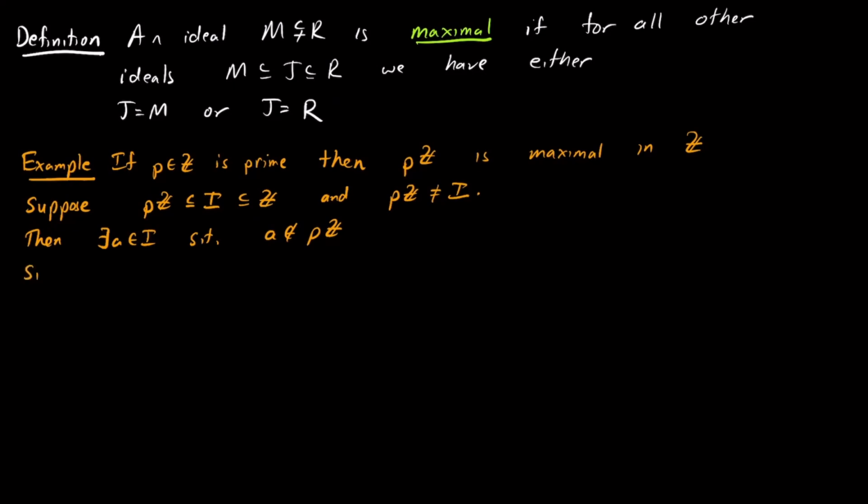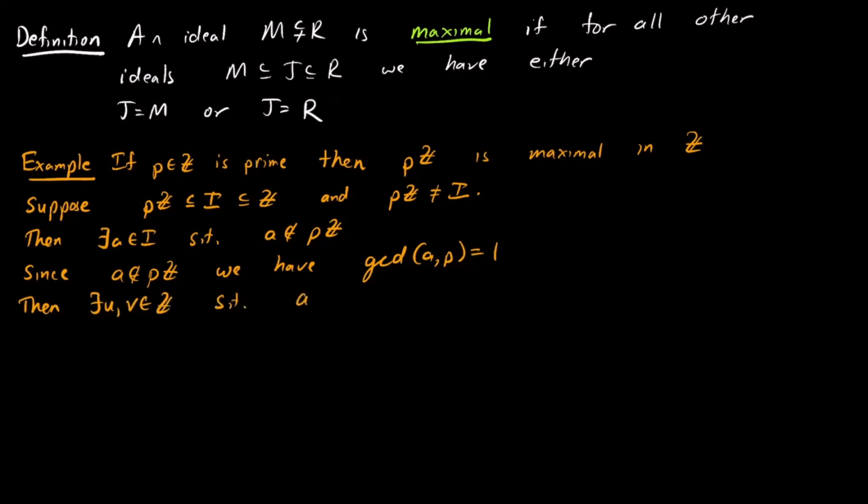Well, since A is not in PZ, I know that A is not a multiple of P. We have that the GCD of A and P is equal to 1. Okay, so the only possible values for the GCD of A and a prime are either 1 or P, because the only divisors of P are 1 and P. Well, I know that P doesn't work because P doesn't divide A. So the only choice we have is 1. Okay, so then there exist integers u and v such that Au plus Pv is equal to 1.